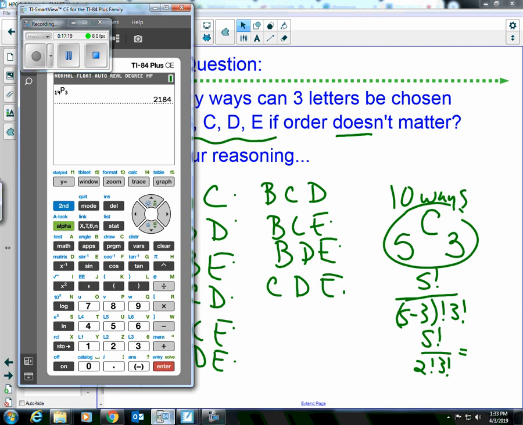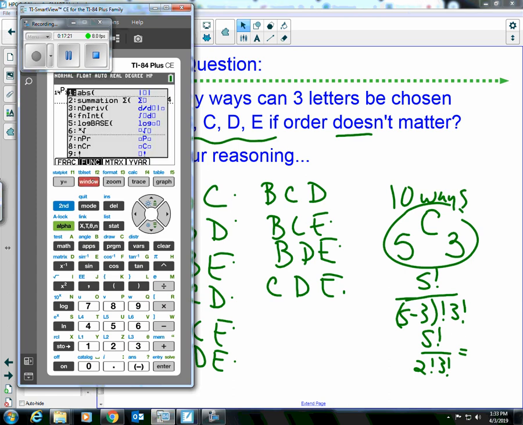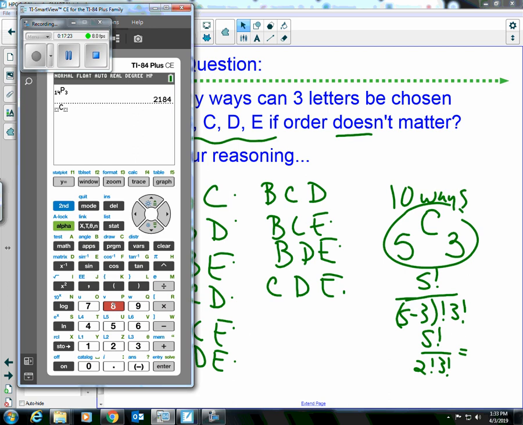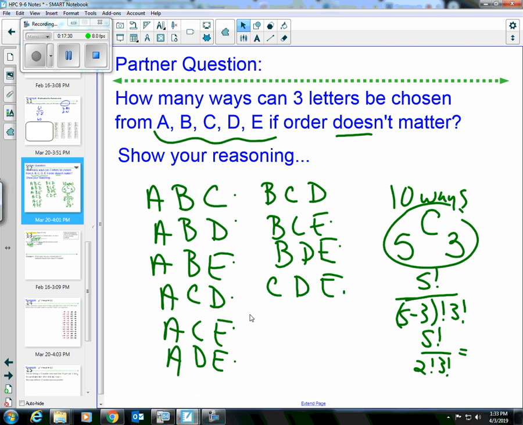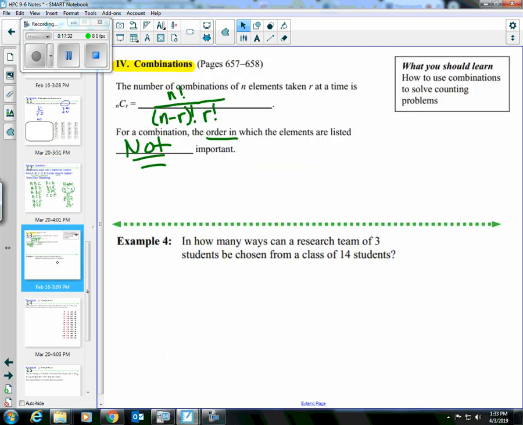So I'm going to go to my alpha. It's a little bit faster, number 8. Combination. So I'm doing 5 and choosing 3, and there's our 10 ways. So when the order doesn't matter, we always have fewer options to choose from.